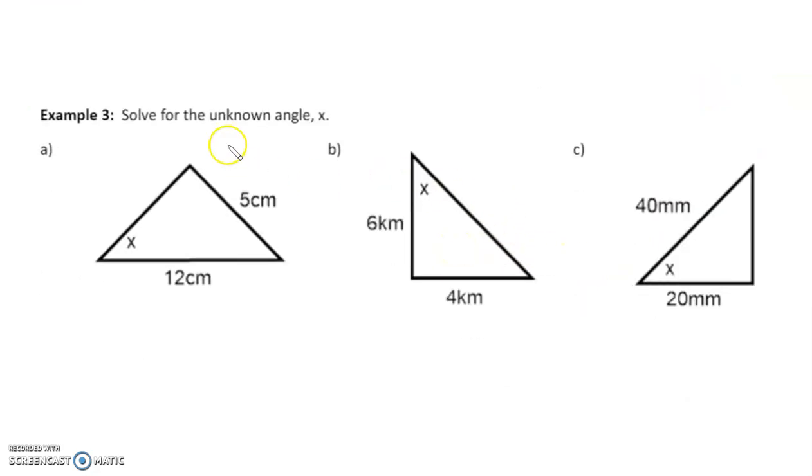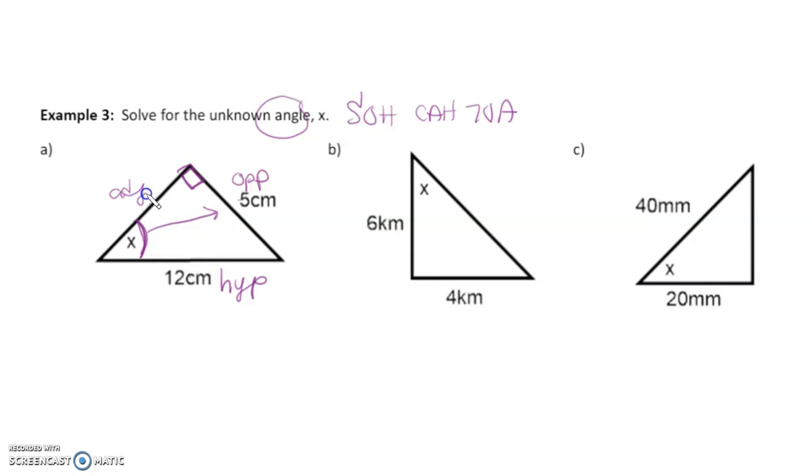Okay, example 3, solve for the unknown angle. Okay, the angle solving is easier than the side length sometimes. So in this triangle, I want to label the right angle. Opposite the right angle is the hypotenuse. We're going to talk about the opposite and the adjacent being relative to x. So this is opposite, this is adjacent.